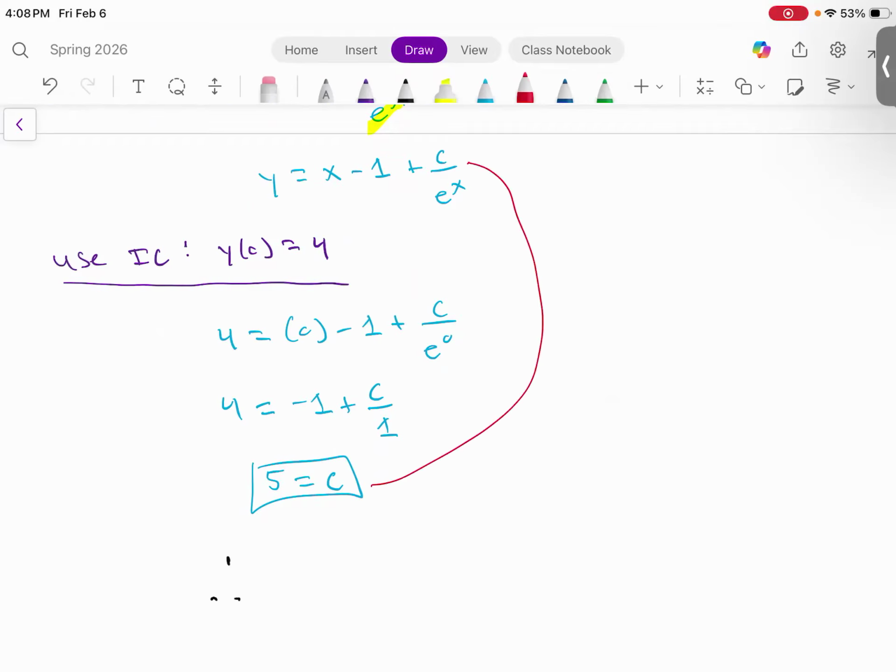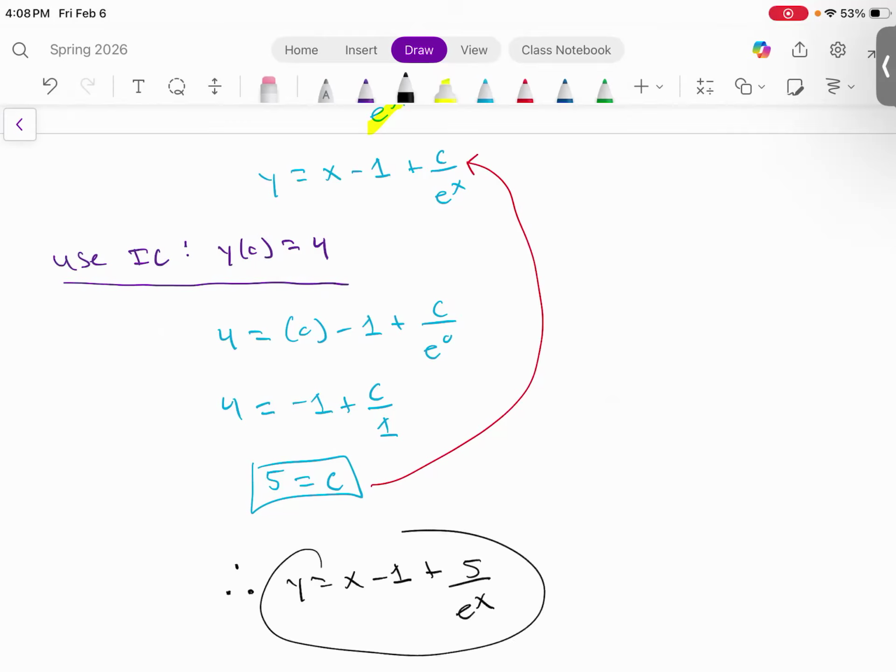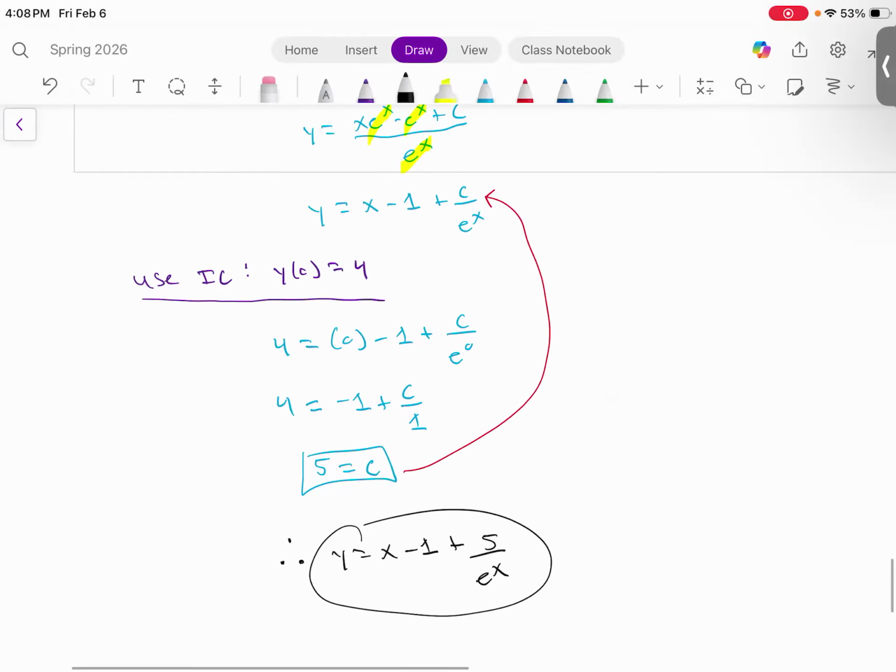Go ahead and plug that back in for c. Therefore, y equals x minus 1 plus 5 over e to the x. And that's my answer. Okay, so that is an initial value problem for a linear differential equation.